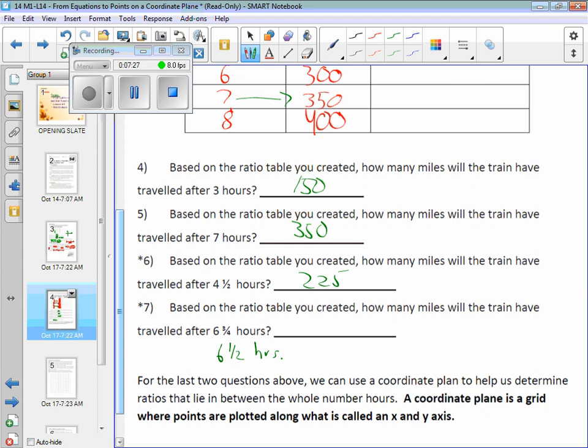325. Very good. Here comes the bonus. 6 3/4. 6 3/4. I've got to do it in my head. All right, I got it. All right, Kayla, you get first crack.